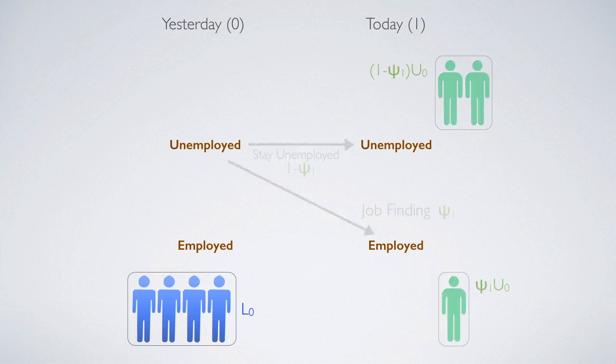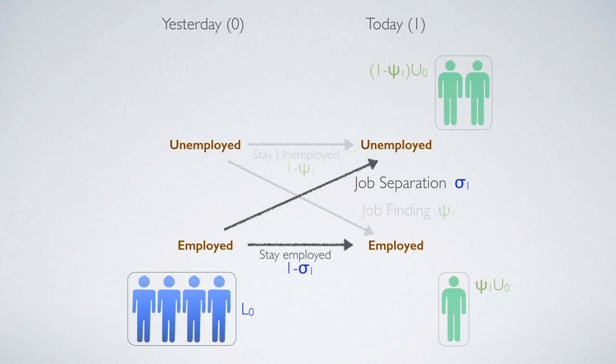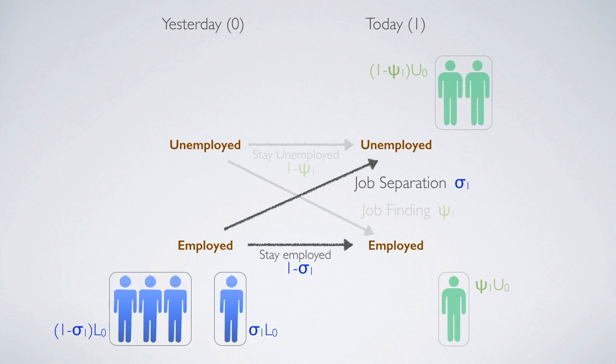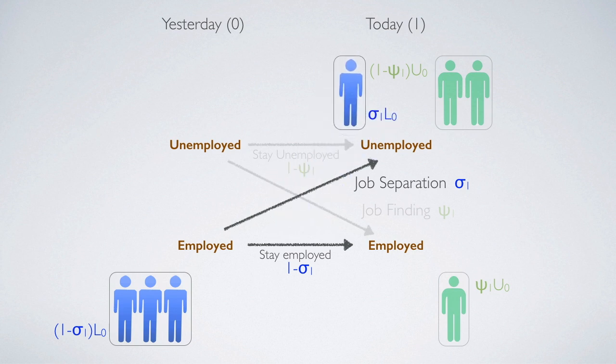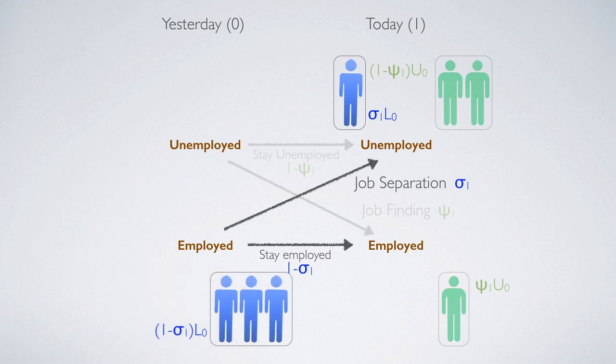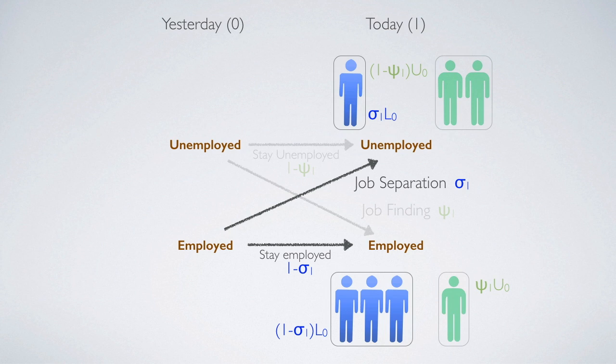Now we switch to the employment group. For the employment group, some of them will switch their status to become job separated. They will become unemployed. We assume the portion of people who will become unemployed is sigma. Therefore, 1 minus sigma of them will stay put in the employment status. So the employment group from day 0, yesterday, will be separated into two parts. The sigma times L part would change their status to become unemployed. And the remaining 1 minus sigma times L group will stay put in the same status as before, that is employment.